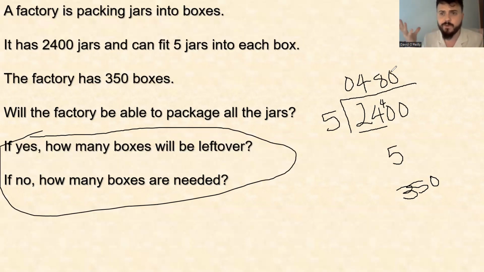What is 480 in the context of this question? Of course, 480 is how many boxes we need. We need 480 boxes because we've divided 2,400 jars into piles of 5 jars. So there are now 480 piles of jars. They all need a box. So we need 480 boxes. But we've only got 350.